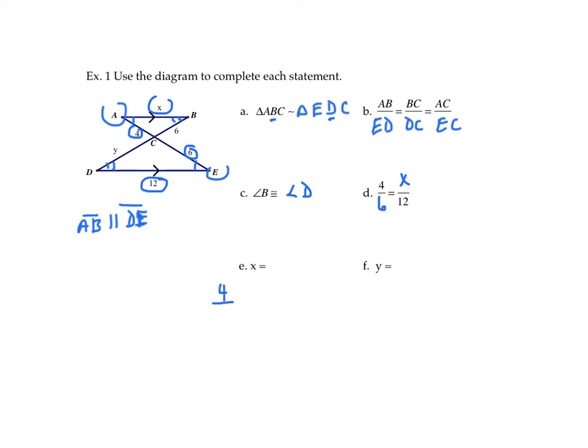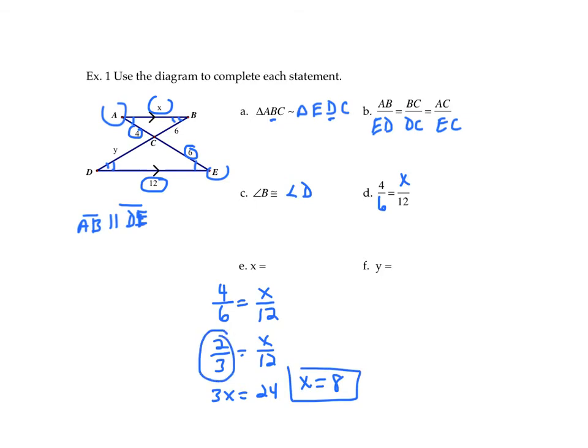So we have 4 over 6 equals x over 12. Reduce that to 2/3 equals x over 12. Cross multiply, we get 3x equals 24, or x equals 8 when we solve it. Now notice this, that 4 over 6 reduced to 2/3, that's our scale factor. Okay, use that scale factor of 2 over 3 to solve for y.